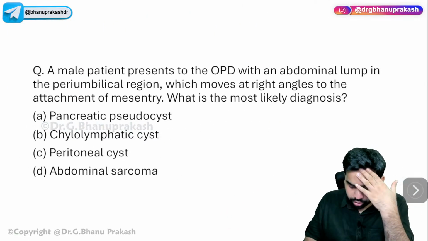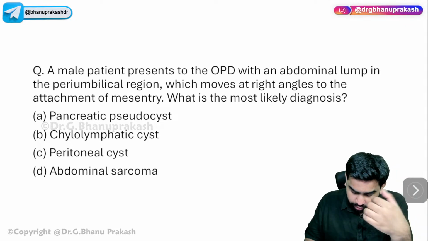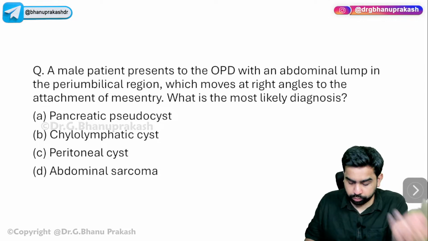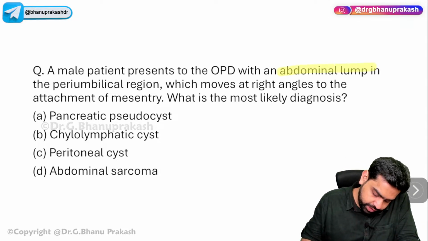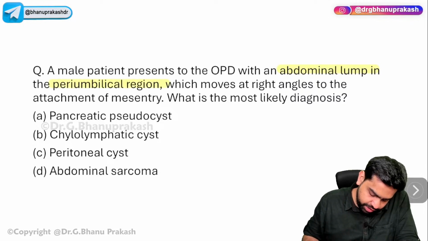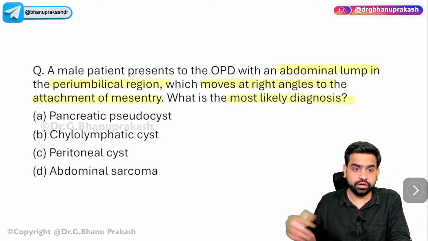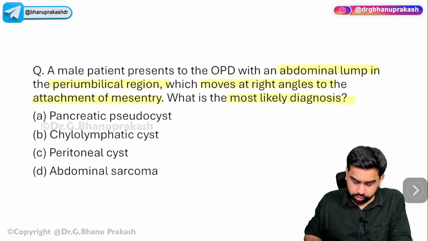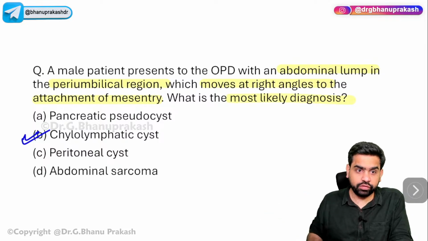A male patient presented to the OPD with an abdominal lump in the periumbilical region, which moves at right angle to the attachment of the mesentery. What is the most likely diagnosis over here? So we are dealing with a cyst. Amongst the options given, we have a chylolymphatic cyst.